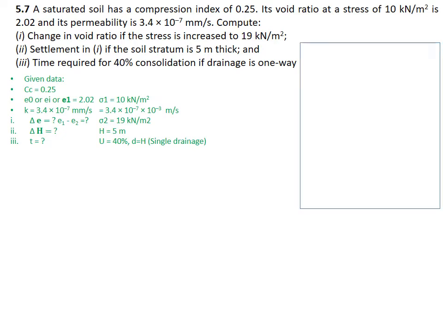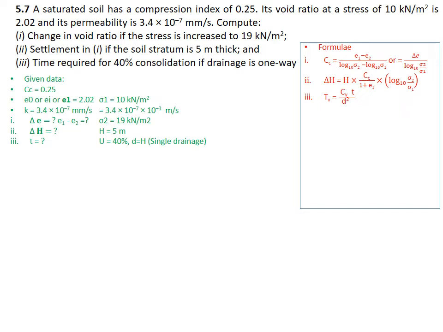Now we'll first write down the bunch of formulae required for this. So starting from the beginning, we'll start with the given data. So Cc, we have a formula for Cc. Next we would like to find the delta H, so we have a formula for delta H. The last one is with time, so we have a formula for time. So these are the three important formulas which we require.